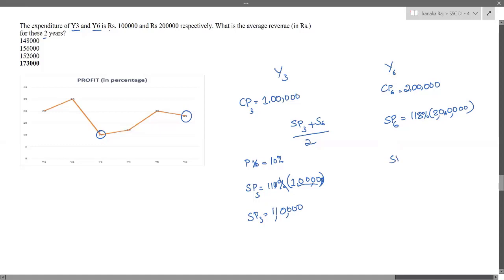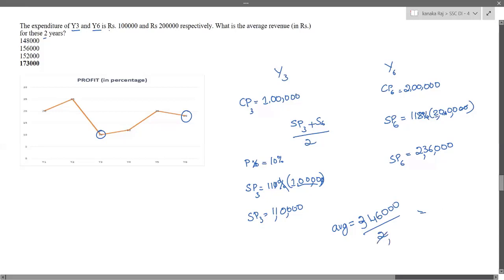What will be the selling price for sixth year? Selling price for sixth year is, percentage and 2 zeros get cancelled, 118 into 2 gives me 236. 236 plus 3 zeros as it is, meaning it is 2,36,000. Now what will be the average? Average will be sum of both of these, that is 2 lakhs 36,000 plus 1,10,000, that is nothing but 3 lakhs 46,000 divided by 2. What is 3,46,000 divided by 2?